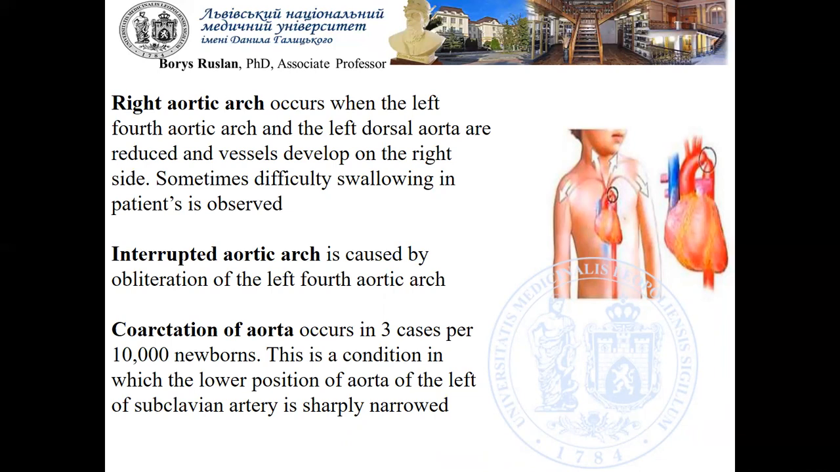Next pathology. Interrupted aortic arch is caused by obliteration of the left fourth aortic arch. And next, coarctation of the aorta occurs in 3 cases per 10,000 newborns. This is a condition in which the lower portion of the aorta, left of the subclavian artery, is sharply narrowed.